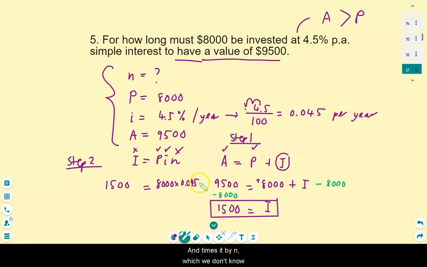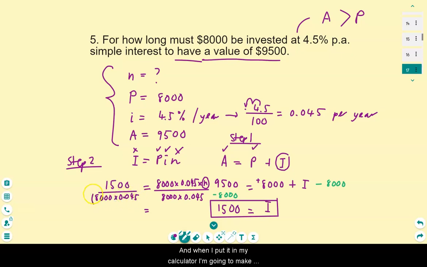Okay, and times it by n, which we don't know. Again, n is our unknown. We ask ourselves, okay, what's happening to the n? It's being multiplied by these numbers. What's the opposite of multiplying? Dividing. So that will undo our equation. We're going to divide by both of those numbers.